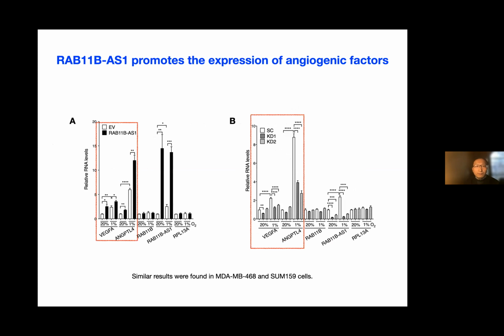So then we did real-time PCR to validate those angiogenic factors. You see VEGF-A and angiopoietin-like 4 were induced when we overexpressed RAB11B-AS1. Conversely, when we knock down RAB11B-AS1, we can see these angiogenic factors were inhibited under hypoxic conditions. So this suggests RAB11B-AS1 can control VEGF-A and angiopoietin-like 4 to increase angiogenesis.